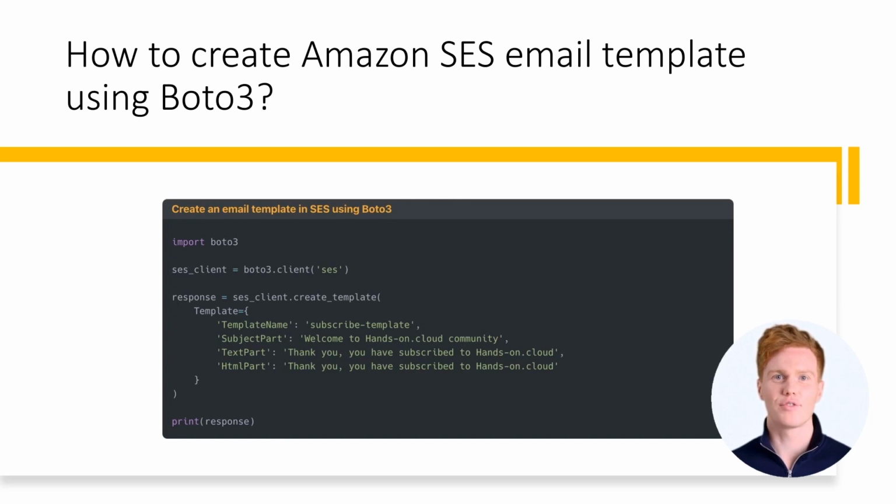Amazon SES lets you send personalized emails to each recipient using templates. Templates include a subject line, text, and HTML parts of the email body. The subject and body sections can also contain unique values personalized for each recipient. To create an email template in SES, you need to use the Create Template method of the Boto3 SES client. For example, you can create a template whenever a user subscribes to a newsletter.